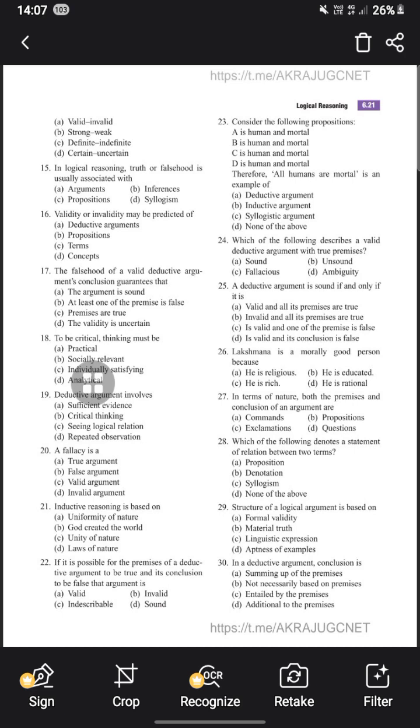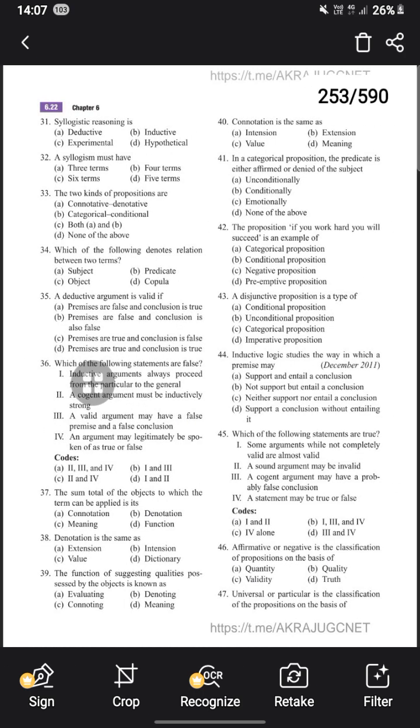In a deductive argument, the conclusion is what? Question 30 is C, that is entailed by the premises. Syllogistic reasoning is what? Question 31 is A, that is deductive. Syllogistic reasoning is deductive. A syllogism must have what? It must have 3 terms.